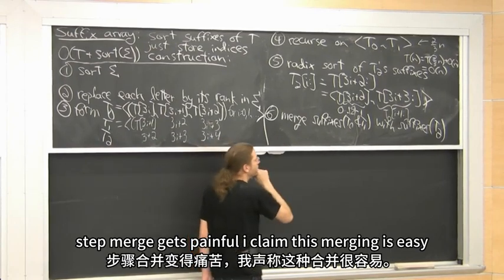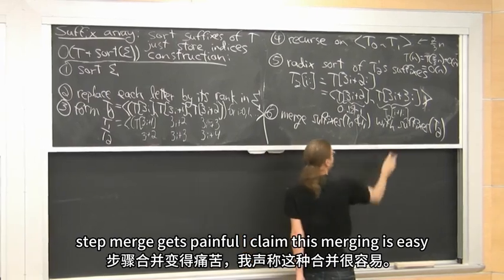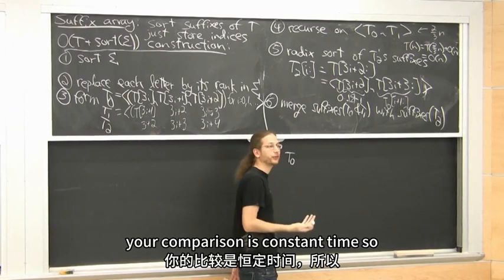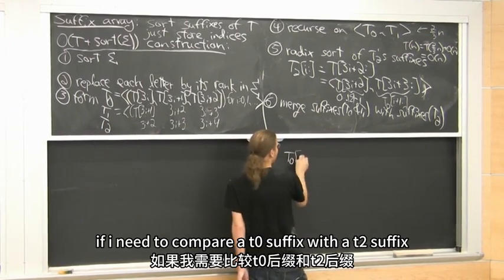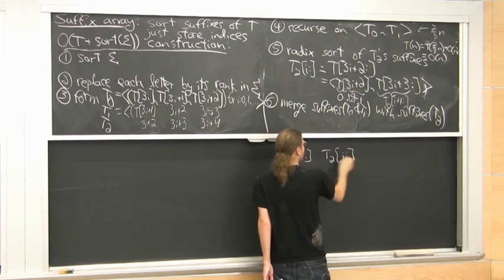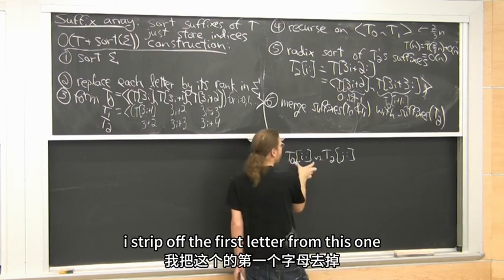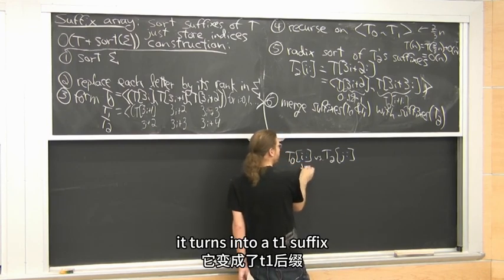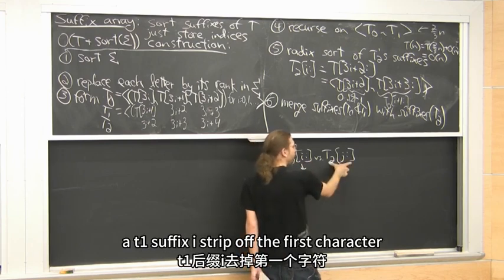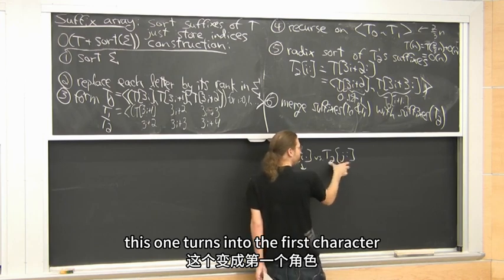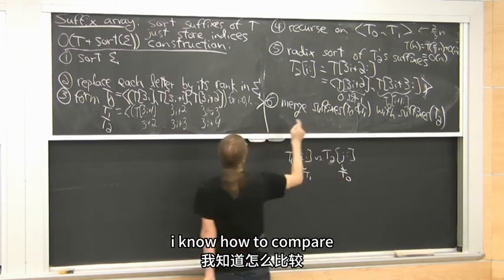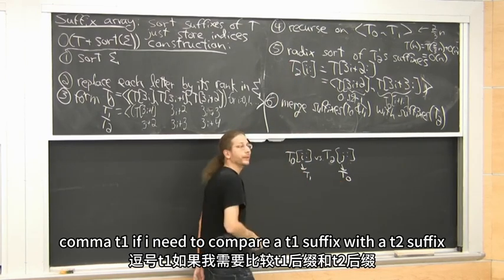Merge gets painful. I claim this merging is easy because merging is linear time provided your comparison is constant time. So if I need to compare a T0 suffix with a T2 suffix, I strip off the first letter from this one, it turns into a T1 suffix. It's the first character plus a T1 suffix. I strip off the first character of this one, it turns into the first character and then a T0 suffix. And these things I know how to compare because I already sorted T0, T1.